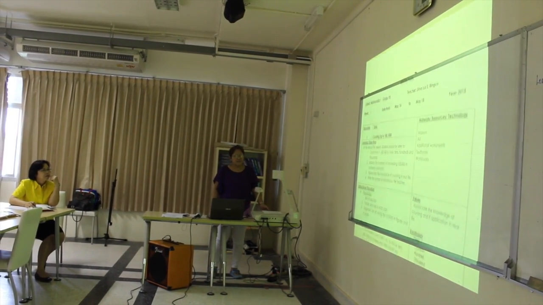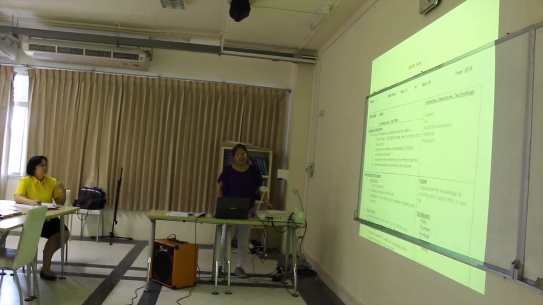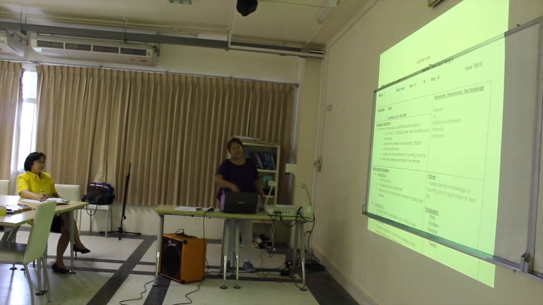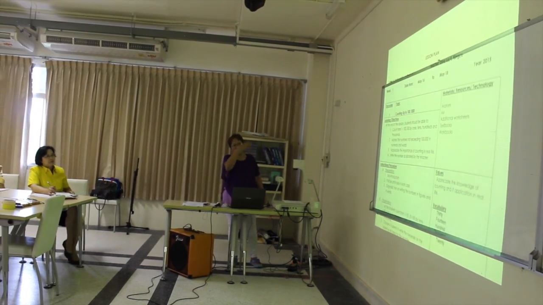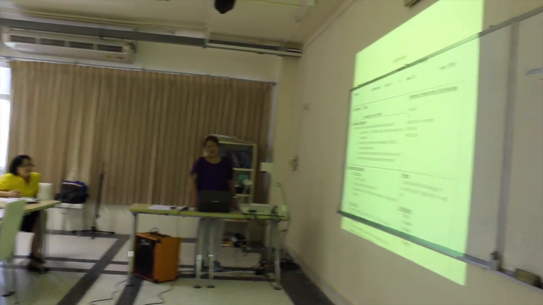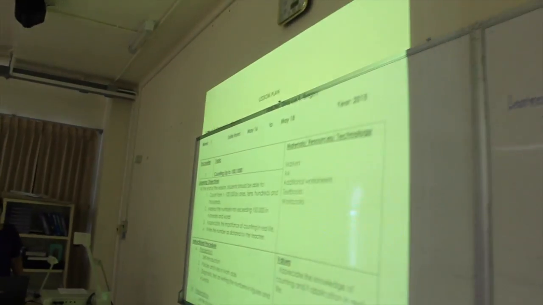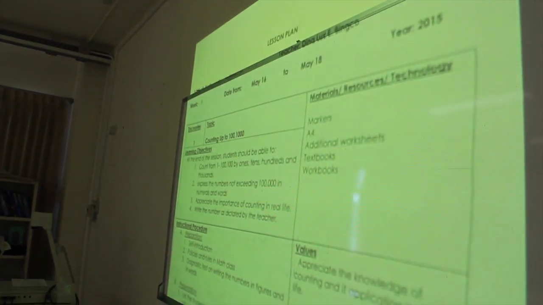Now, for the instructional procedure, over there on the right side are the materials. I need markers for the students, A4 paper for the students also, then additional worksheets, textbooks and workbooks for the assessment. Now, the instructional procedure: for letter A, I have the 3 P's, starting with preparation.